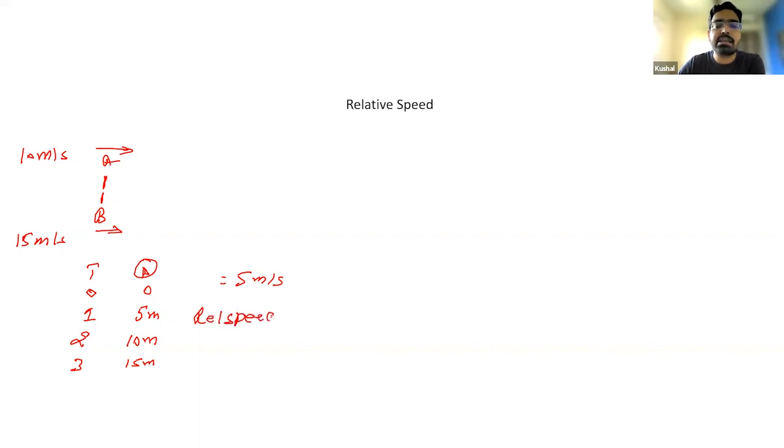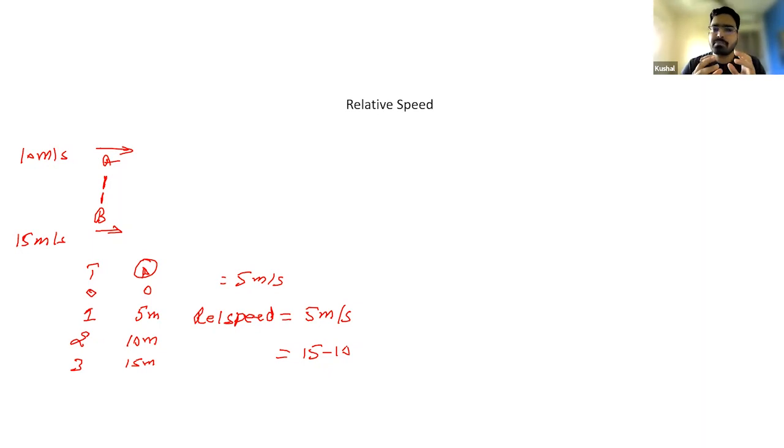This is the relative speed, which is 5 meters per second. And how have I got down to this 5 meters per second? We have taken the difference of the two speeds, which is 15 minus 10. So if you remember, a lot of the time it is told to you as a statement that if they're moving in the same direction, then I'm going to take the difference of the two speeds. This is the reason why we say that the difference of the two speeds will give you the relative speed of the two of them.